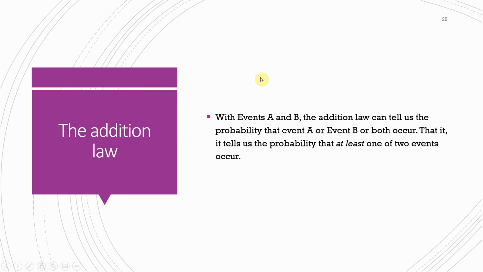Okay, in this video we're going to talk about the addition law. With this, for events A and B, the addition law will tell us the probability that event A or B or both will occur. That is, it tells us the probability that at least one of two events occurs.